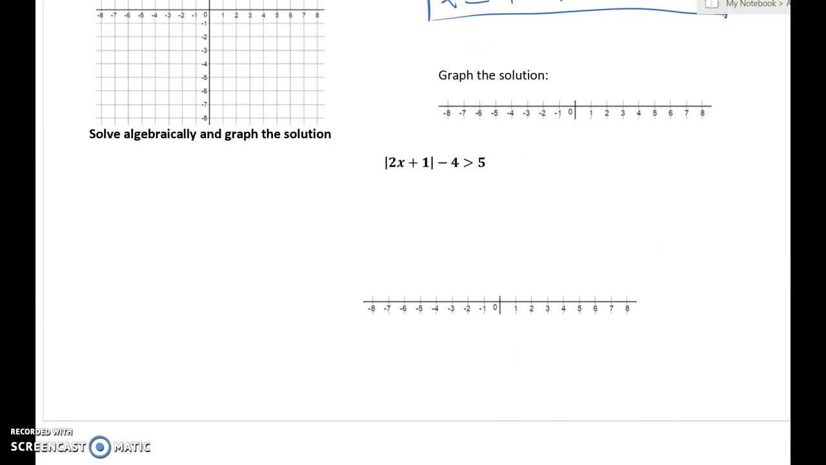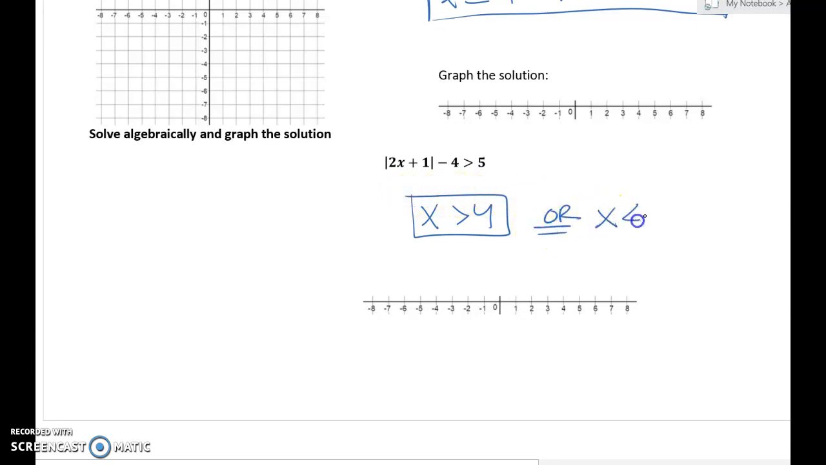And for the next one, you should end up with x is greater than 4, or x is less than negative 5.